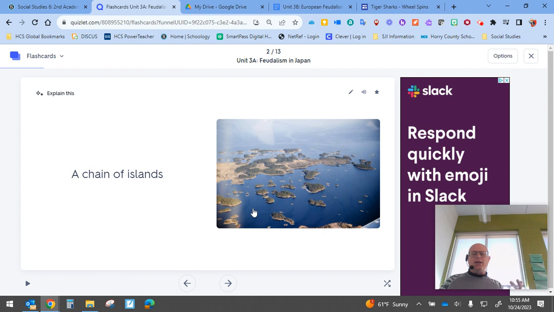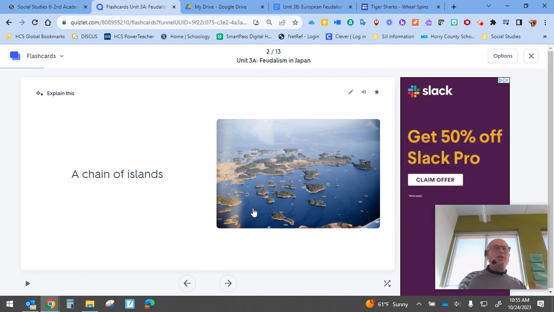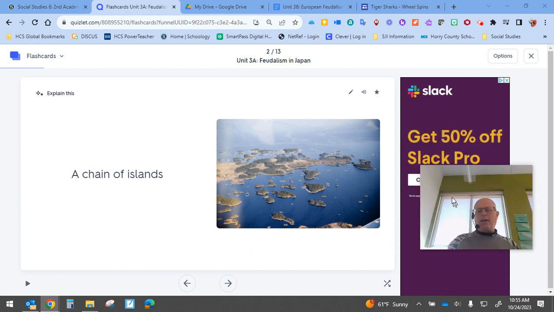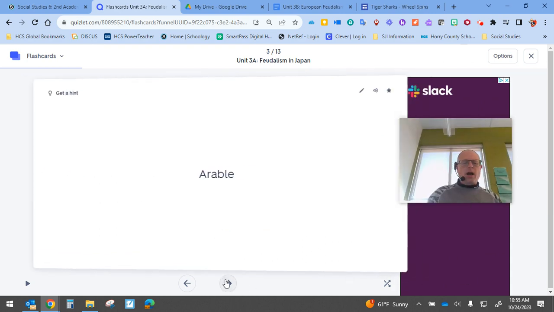Word 2 is archipelago. Japan, like Hawaii, is an archipelago, which means it's a chain of islands. Actually, Japan has 4,000 islands. One of the reasons they're so isolated.